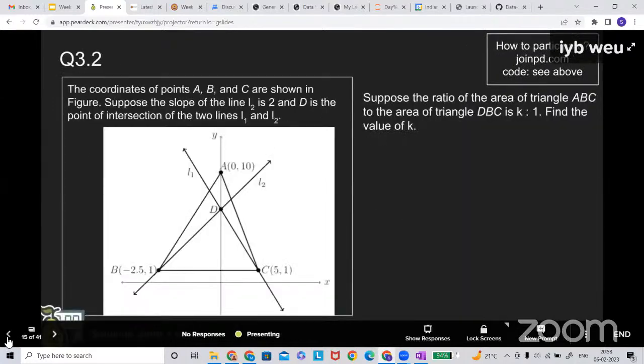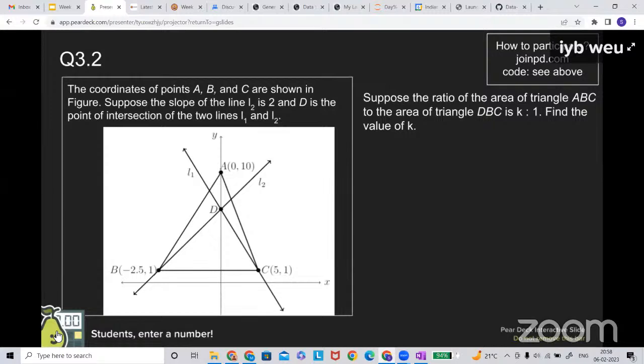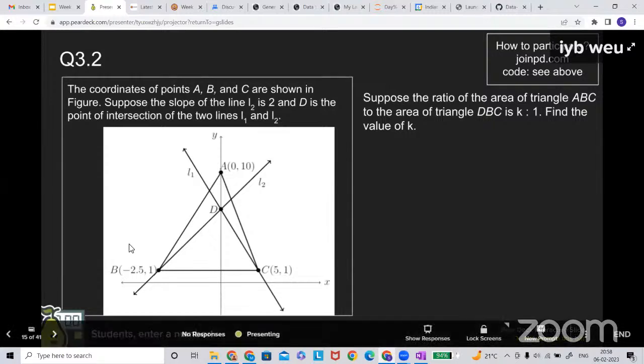Yes, sir. Let's solve the next question. The information for the same picture is given. The L2 slope is as it is. Suppose the question is different: suppose the ratio of the area of triangle ABC to the area of triangle DBC is given as k:1. Find the value of k.